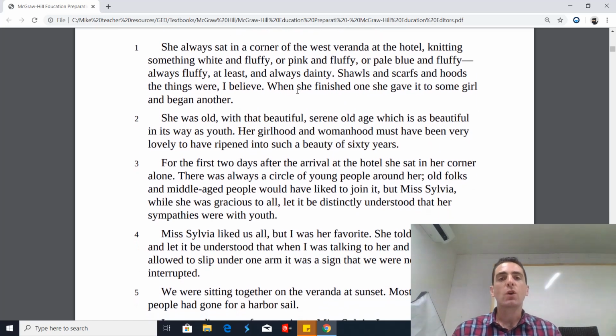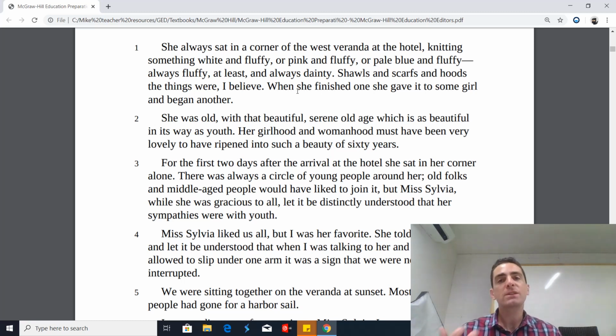She always sat in a corner of the west veranda at the hotel, knitting something white and fluffy, or pink and fluffy, or pale blue and fluffy, always fluffy at least, and always dainty. Shawls and scarves and hoods, the things were, I believe. When she finished one, she gave it to some girl and began another.